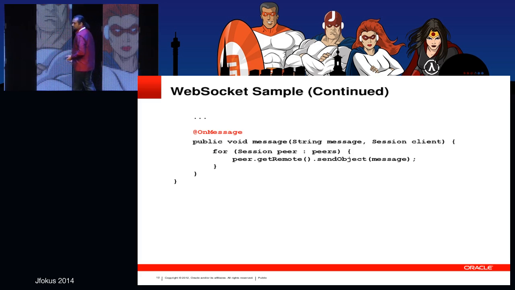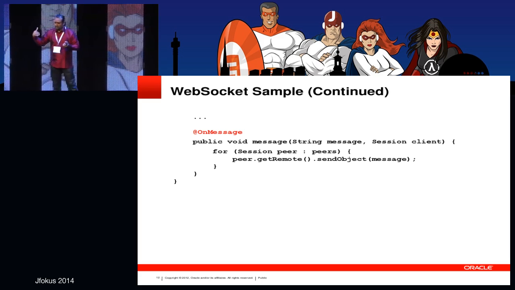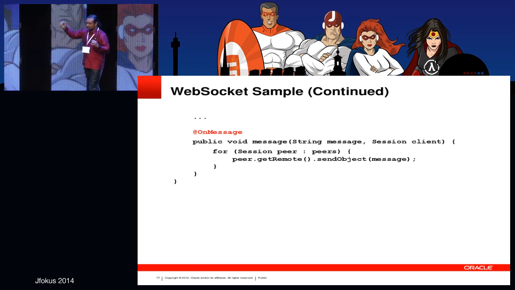On message, when we get a chat message, you have a POJO that you say, I want the payload and I want to know who this client is, and you annotate it with an on message, and that's all you need to do. The server does all the rest of the work for you. And in this case, I'm going through my list of session peers, getting their handle to their endpoint, which is get remote, and then sending down an object.